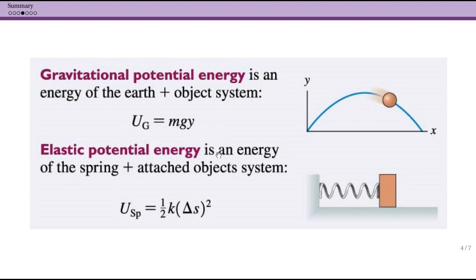Elastic potential energy is going to be for springs, and again, anything that we model as an ideal spring. And delta s is your displacement from equilibrium, and that's going to be squared. So this potential energy curve looks like a parabola. So K in this case is your spring constant. The potential energy doesn't actually depend on the mass of the object attached to the spring.